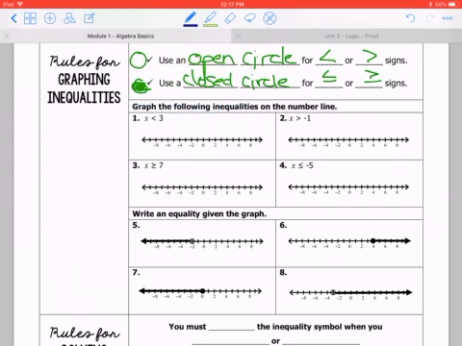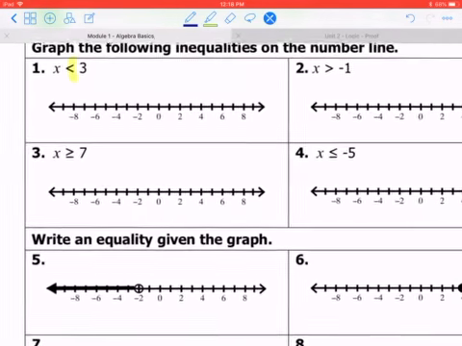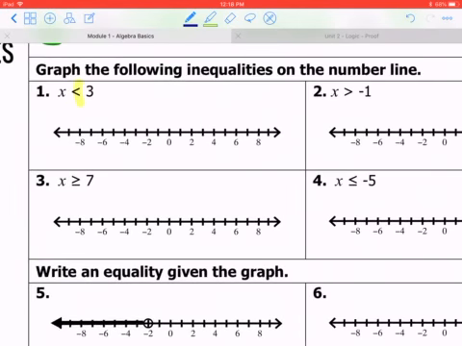So it says x is less than 3. So the key here is to look at your symbol. Since it is just less than, that means I'm going to have an open circle. So I'm going to go to my number line where 3 is. And actually, I'm going to enlarge this a little bit. It's easier for me to draw then. Okay, so I'm going to go where 3 is, and I'm going to do an open circle. Okay, and now if it's less than, you shade the direction of your arrow or the way that it's talking.